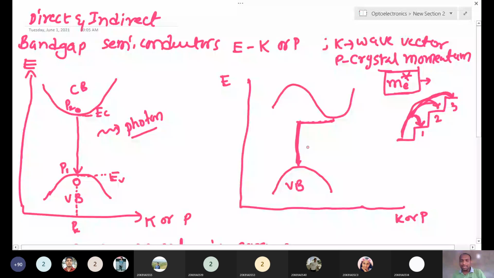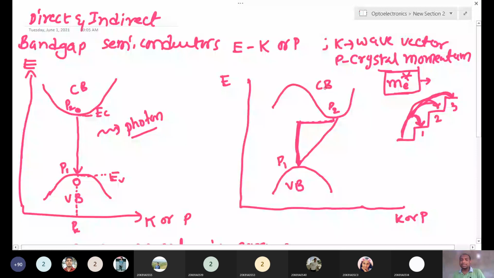H cross k is the lattice energy. Generally, the electron's own energy is h nu. So the total energy is h nu plus h cross k. H cross k is due to lattice interaction, and h nu is the general energy of the electron. Here, energy is conserved before and after the transition, but momentum is not conserved.